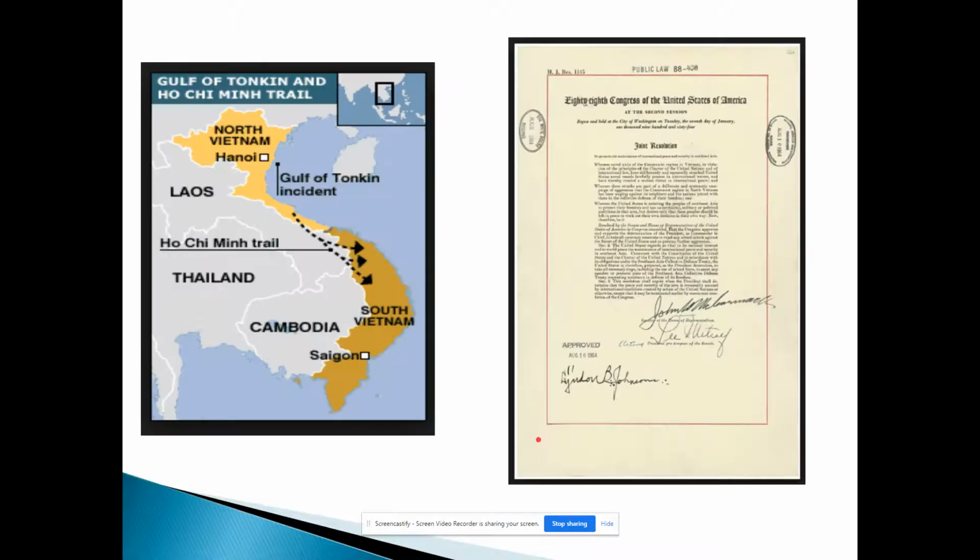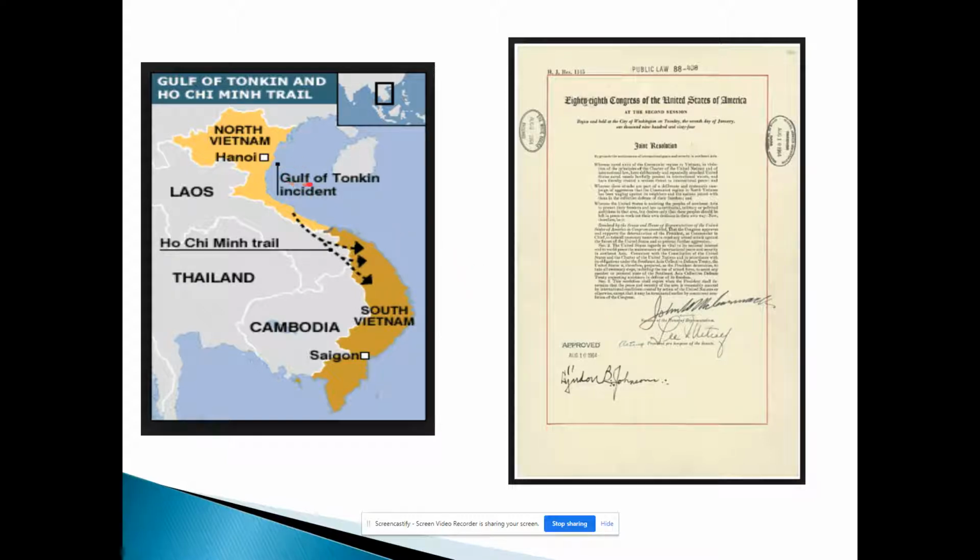Here is the actual document. This right here is the Gulf of Tonkin Resolution. This was given to the president by Congress and the president's signature, approved August 10th, 1964. That gave him the right to basically handle the issue. The issue was right here.